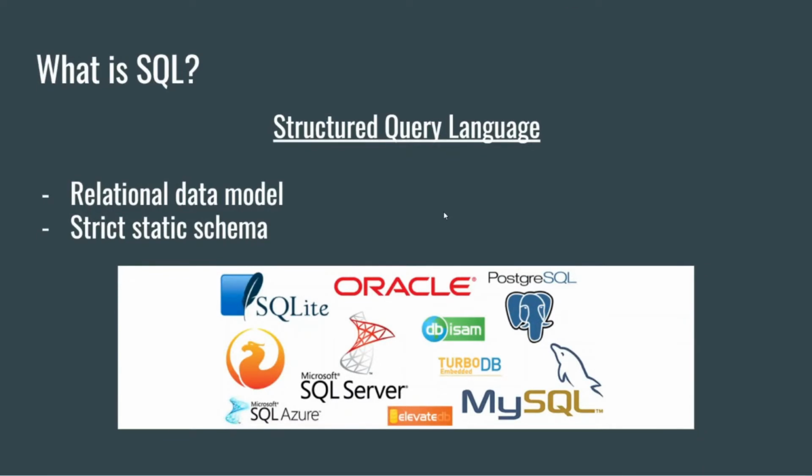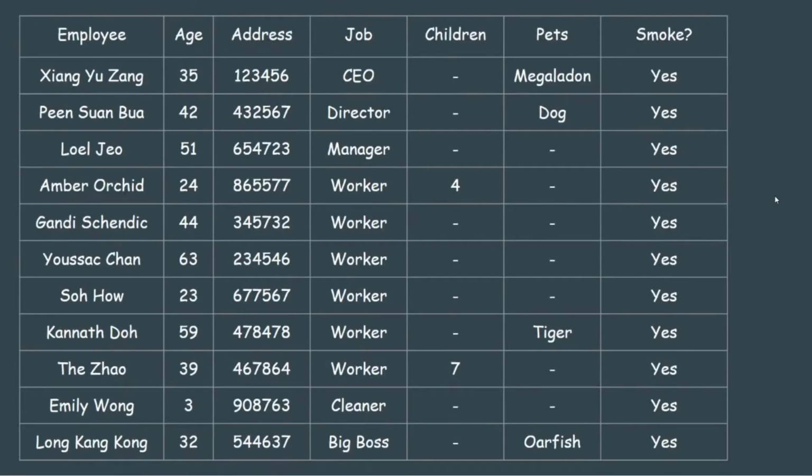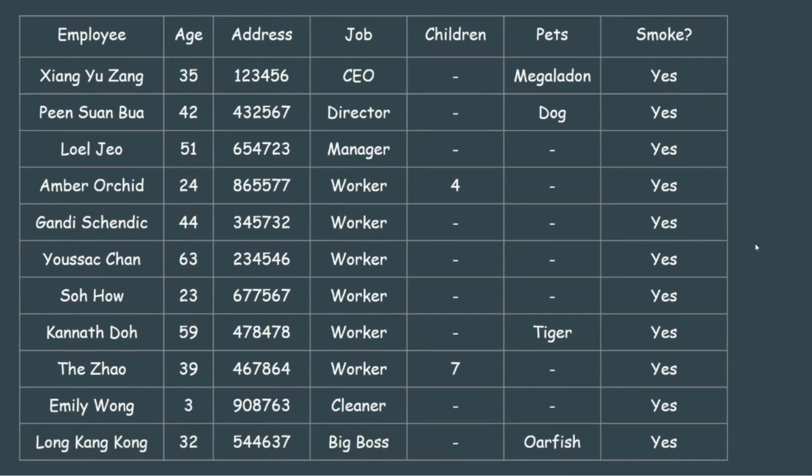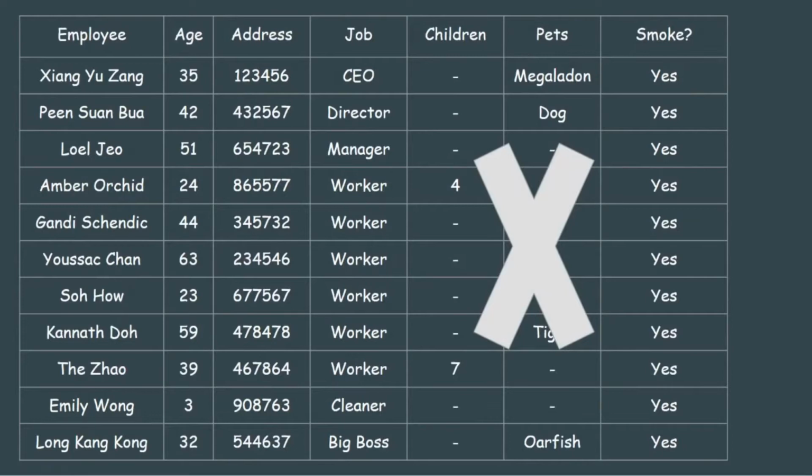So, okay, SQL sounds good, right? But take a look at this table. Everything is very structured, but do you see what the issue is? Look at the children and the pets columns. There are many blanks. And this is just a small sample. In the real world, when there are thousands of employees, you'll see many columns with many blanks. It's going to be very ugly, and we don't want that.